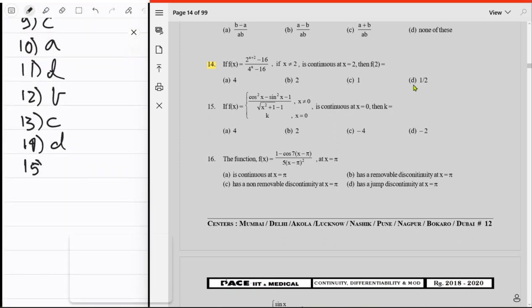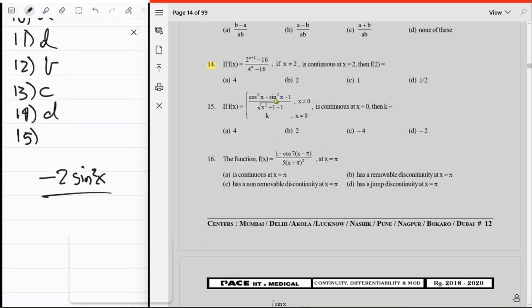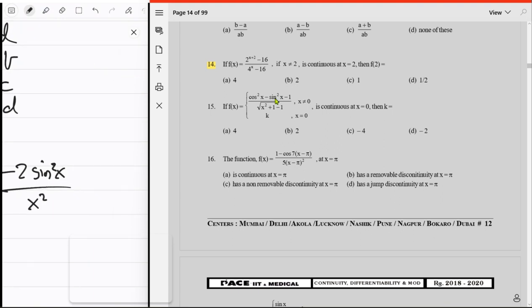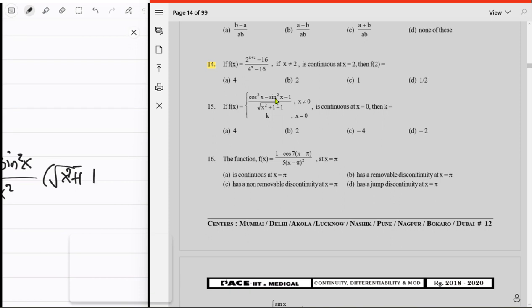15th. If f(x) is equal to this thing, it's continuous at x equal to 0, then k is... Okay. So this is like cosine of 2x minus 1 upon, I just don't like this. This is a negative sine square. Okay, fine, just negative 2 sine square of x upon, well, just rationalize this thing. This just becomes x square, and then you put that on the top, x square of x square plus 1, plus 1, right?